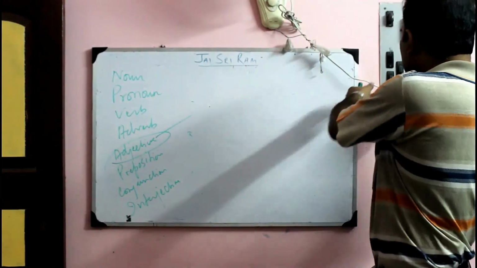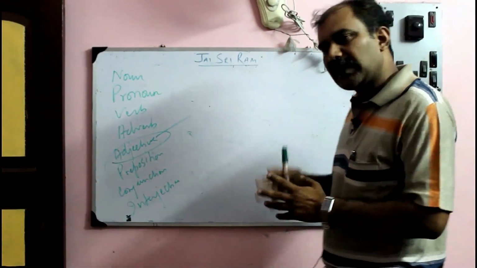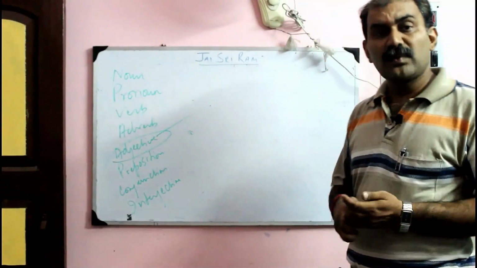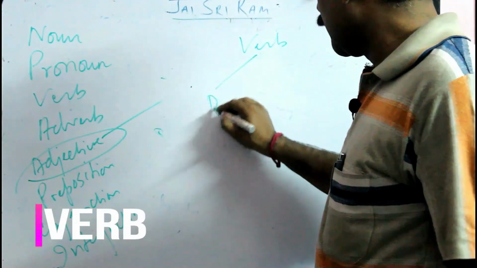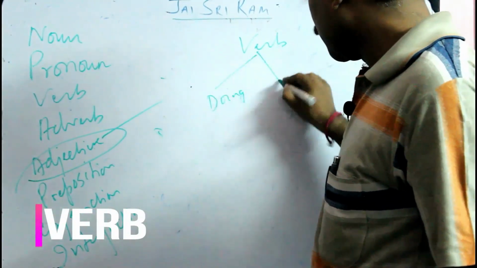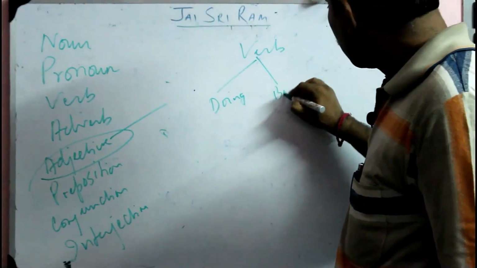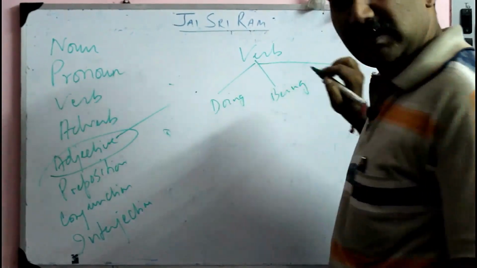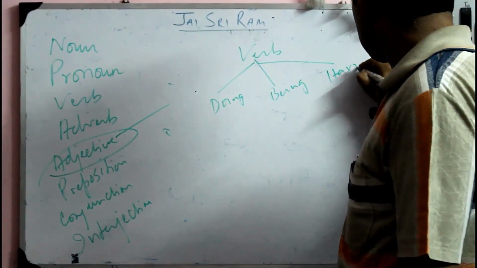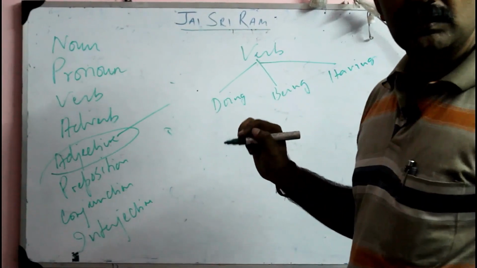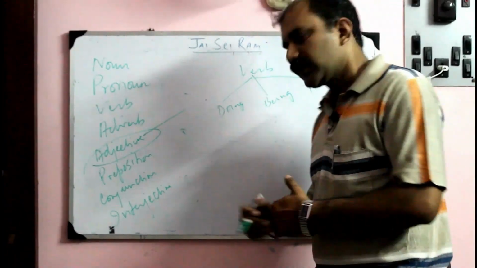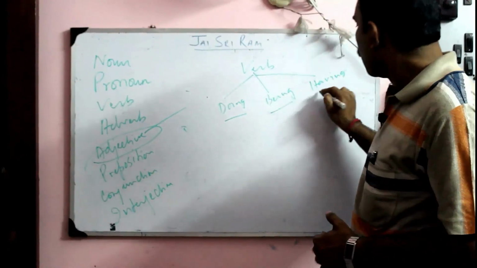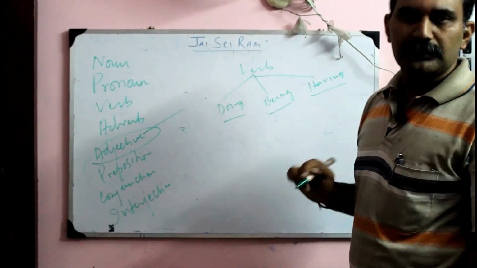So most of us will say that verb is a doing word. Definitely that is correct. But verb is not only a doing word. A verb is a doing word, but it also describes being, meaning existing, and having, meaning possession. So any word that conveys the sense of doing, being or having, it is a verb.